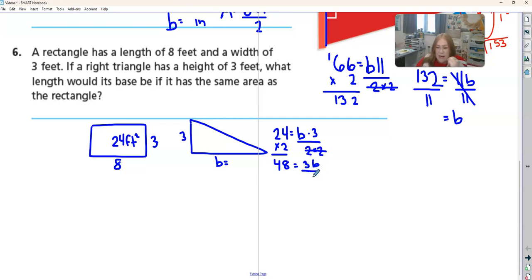So now I need to divide by 3 and divide by 3 to see what this base will be. And then I would check it out. This number times 3 cut in half, is that 24? Then you got it right.